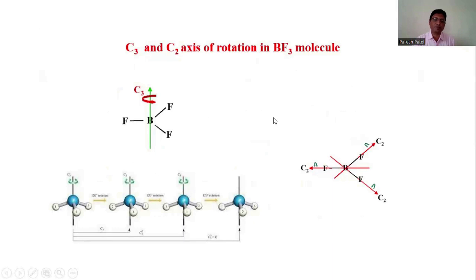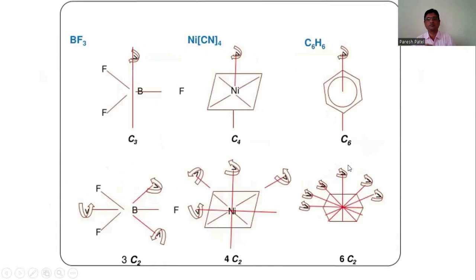In case of the BF3 molecule, we know that this is the main principal axis C3, and if we operate the C3 symmetry operation on the BF3 molecule, we get these equivalent orientation positions. So in case of the BF3 molecule, C3 is perpendicular to 3 C2s.